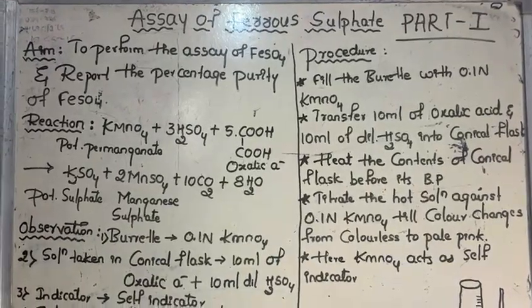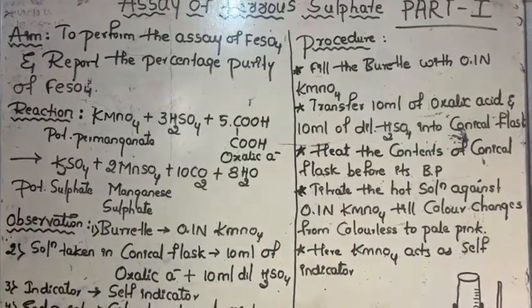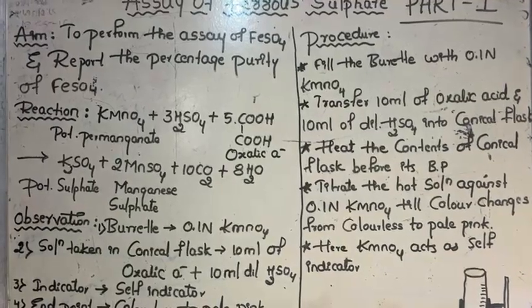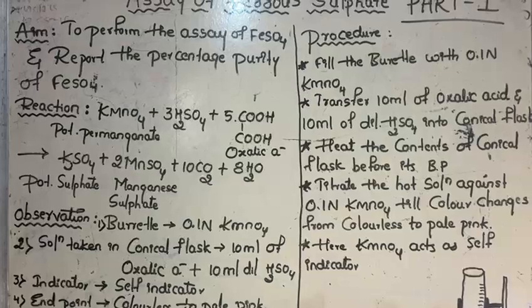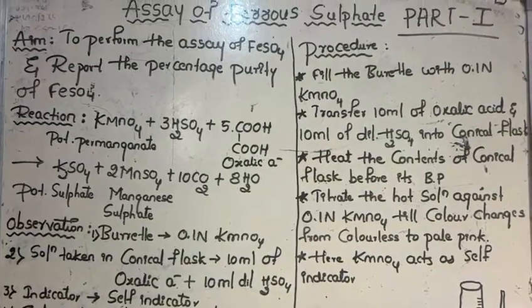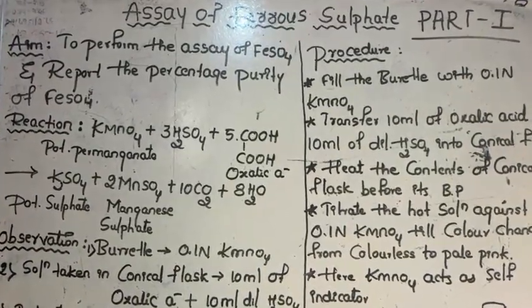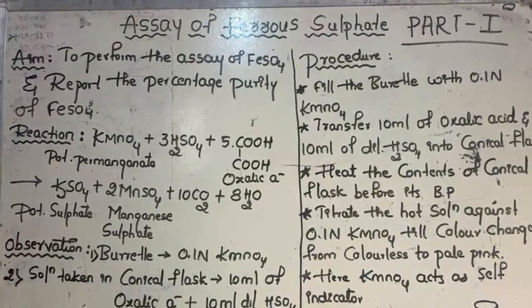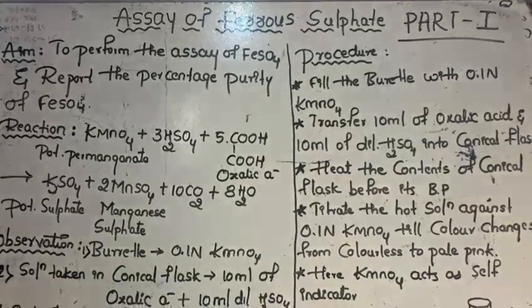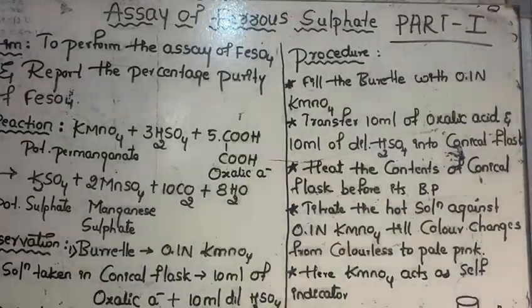So this is the first part of our assay of ferrous sulphate, that is the standardization of KMnO₄. Why is standardization required? KMnO₄ is a secondary standard substance and it requires standardization so that it becomes equivalent to a primary standard. I'll upload a detailed video about primary as well as secondary standards very soon.